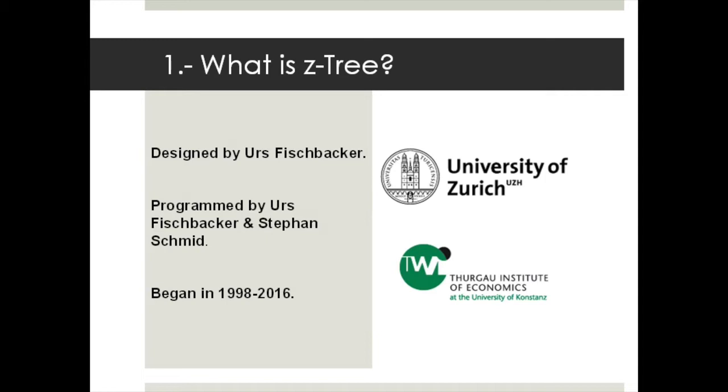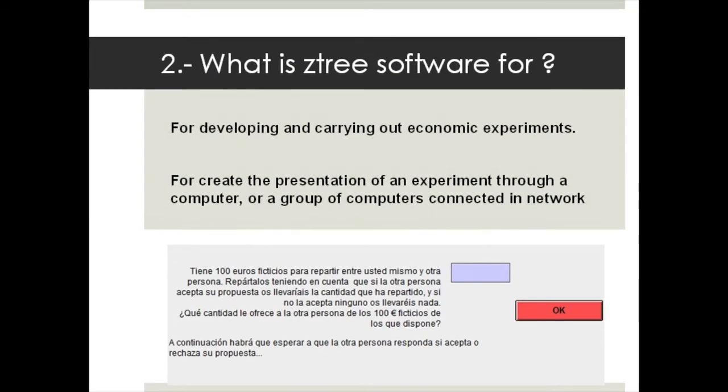zTree is a software that has been designed by Urs Fischbacher and has been programmed by the same author and Stefan Schmid from the Faculty of Economy from the University of Zurich. The authors began the development of the software in 1998 and have continually added new features that you can find on their own website. There are people on Google that create new applications for zTree too. zTree is a software package for developing and carrying out economic experiments and for creating the presentation of an experiment through a computer or a group of computers connected in a network.